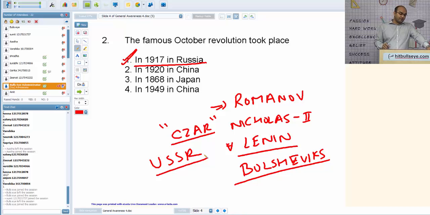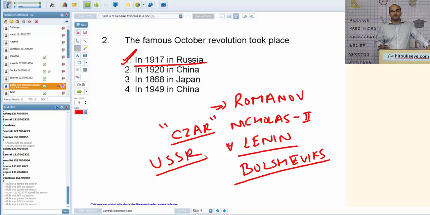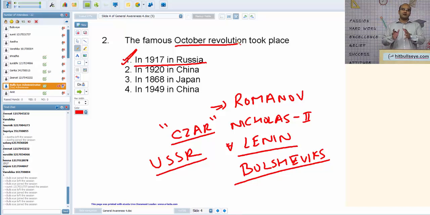Another interesting bit about the October Revolution is, as far as our Western calendar, the calendar that we use, it occurred in November of 1917, but it's known as the October Revolution because according to the Russian calendar, the month at that time was October, right? But it actually occurred in November.